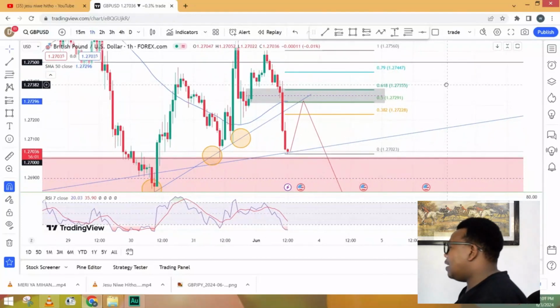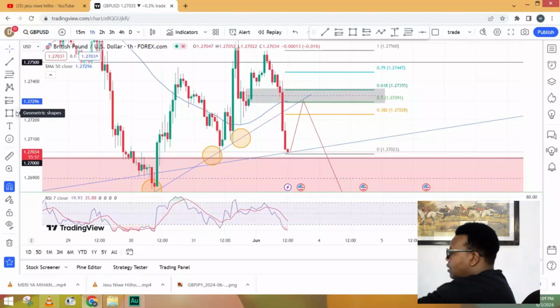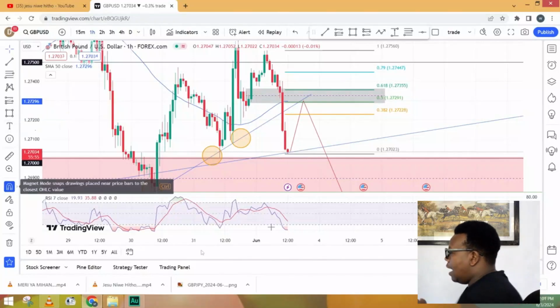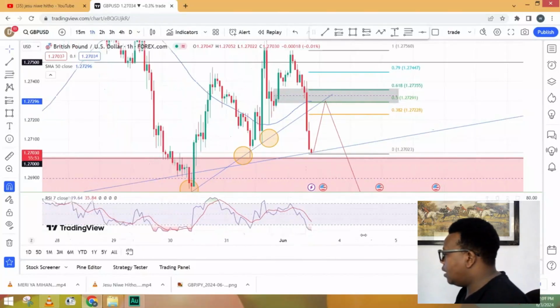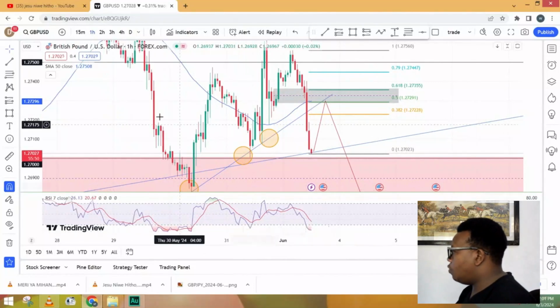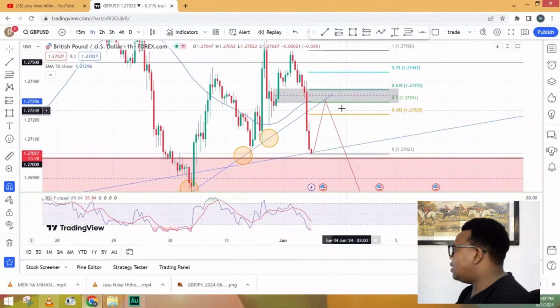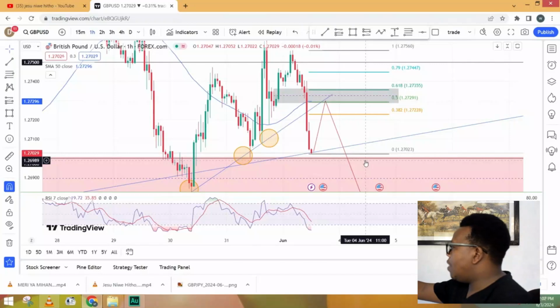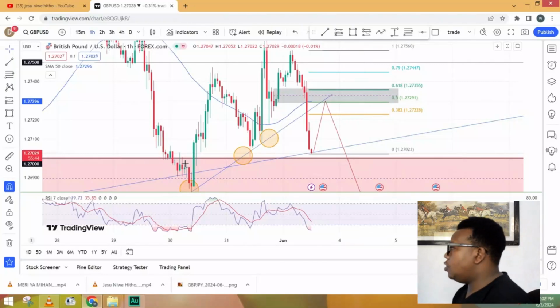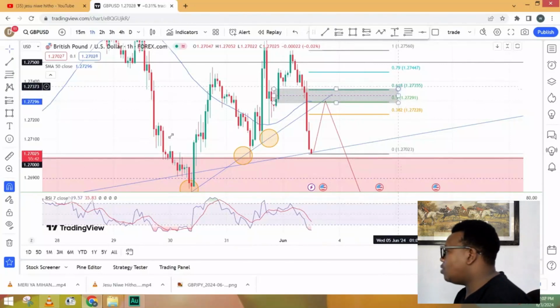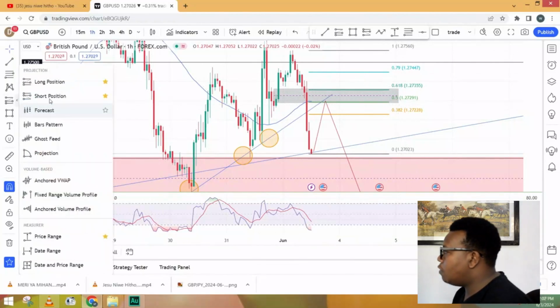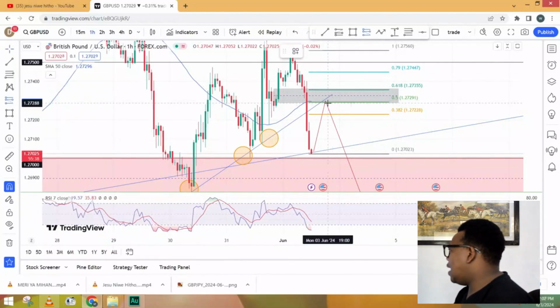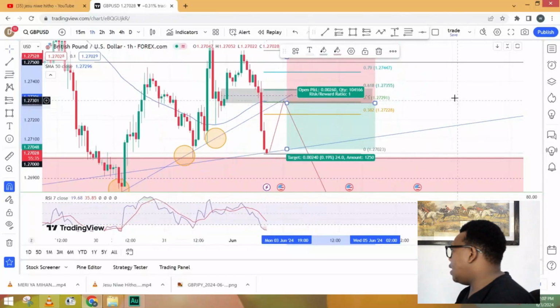So for that case, I won't be selling at this point, since already you can see the market has really broken or have already been in the oversold zone. So for that case, I'll just be patient a little bit and see whether the market is going to come to this region, respect that 0.618, and of course I should be looking for selling opportunities at this zone.